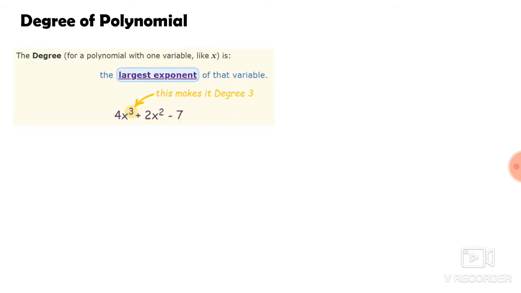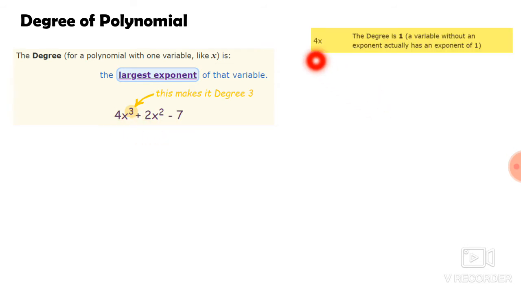Degree of a polynomial. The degree of a polynomial with one variable is the largest exponent of that variable. The largest exponent of the variable is called the degree of the polynomial. Here we can see we have x cube, here we have x square, and here we have x exponent 0. So the highest power is 3, so the degree of this polynomial is 3.